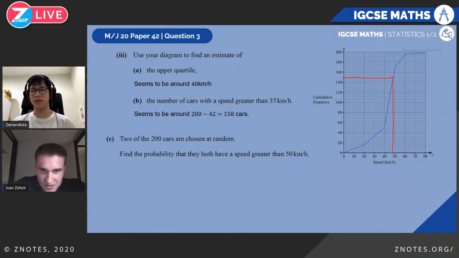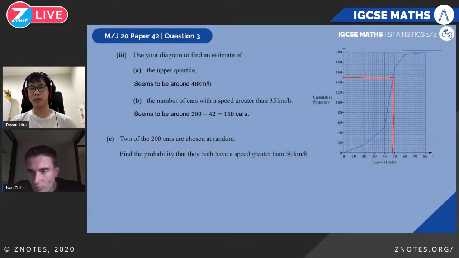Okay, and the number of cars with a speed greater than 35. So what we need to do is find 35. Speed 35 here. And what does that correspond to? That corresponds to about 42 right here, because it's about halfway between 40 and 44.